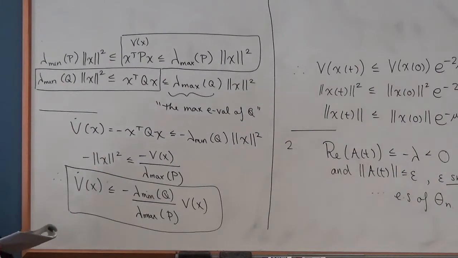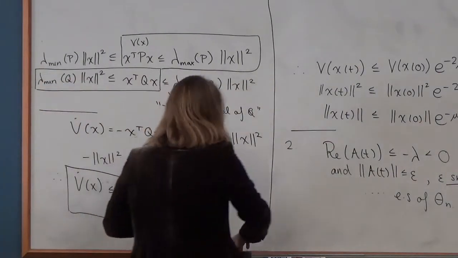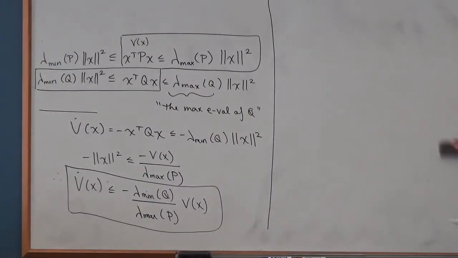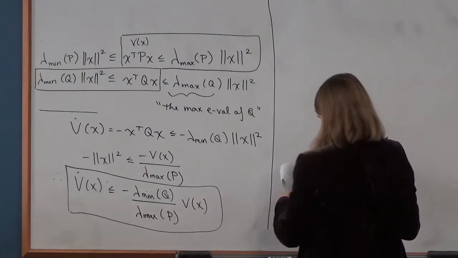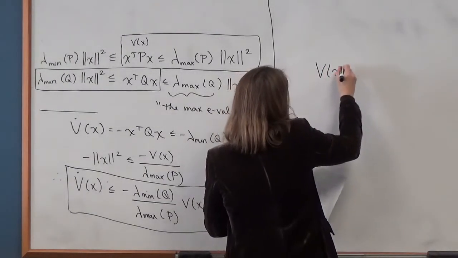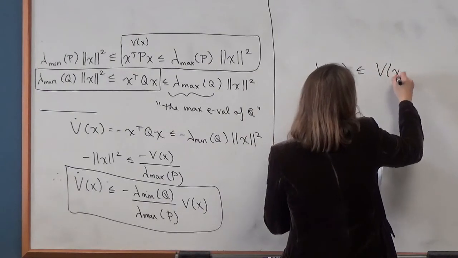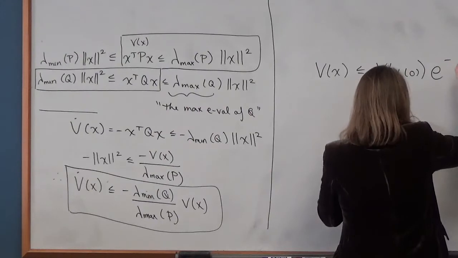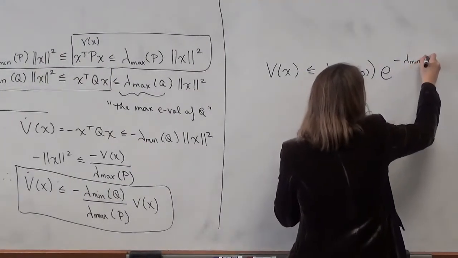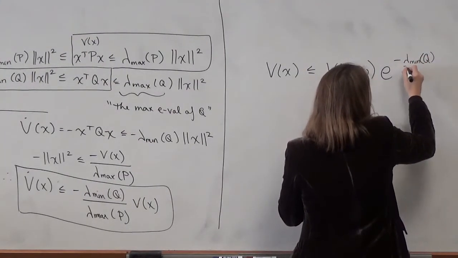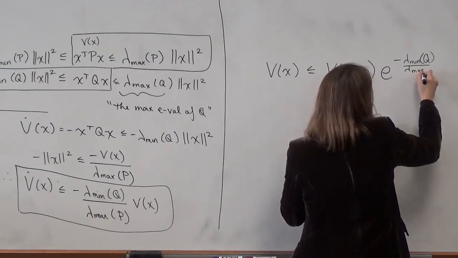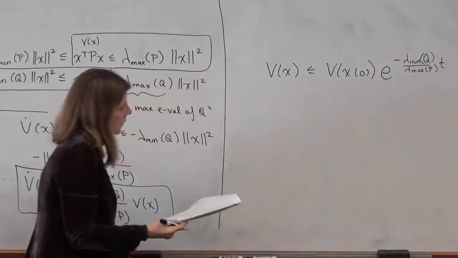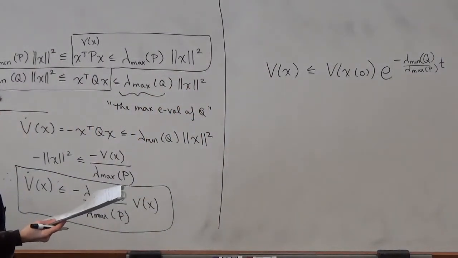And now I just solve that. I just integrate it like I did in the previous example. So integrate, and you get that V of x of t is less than or equal to V of x at time 0, e to the minus lambda min of Q over lambda max of P times t, for t greater than or equal to 0.